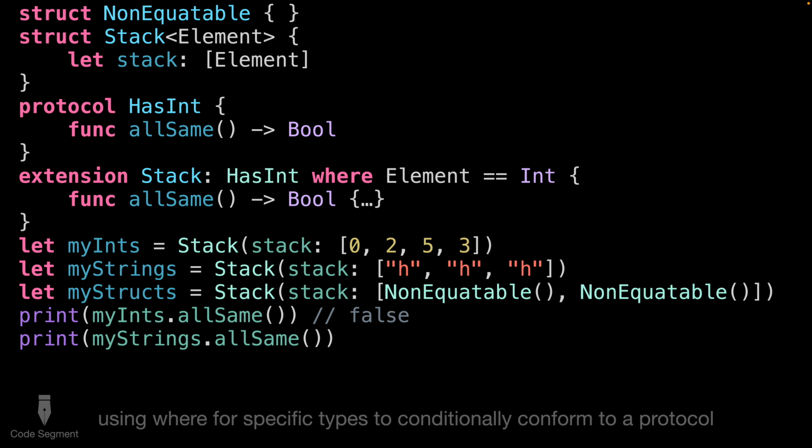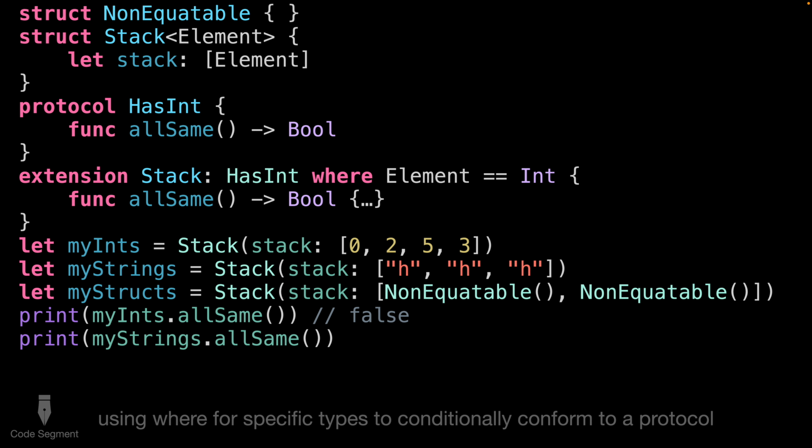Okay, so using where for specific types to conditionally conform to a protocol. This one's interesting. So basically, we have this Stack, cool, it's got Element, dope, right? All that. We still have our NonEquatable struct, that'll come into play. We have a new protocol. It's called HasInt, okay? This protocol, basically, what we're saying is, oh, this protocol, if you implement it, then you get access to this function, right?